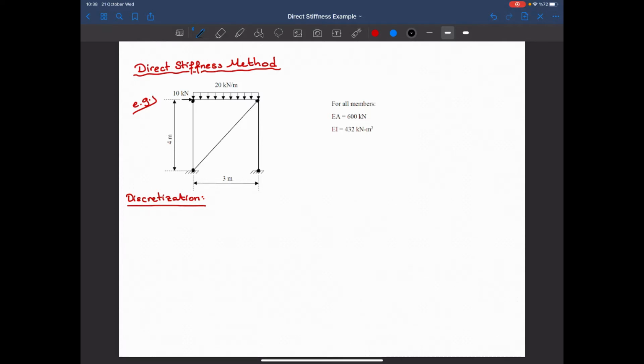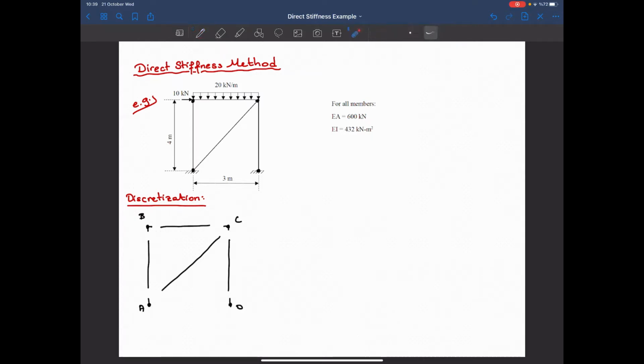and after that the way I look at the structure is as follows. I have a node here, a member, another node, a member, another node, member, another node, and we also have a diagonal member here. Let's give some labels: A, B, C, and D. And I'll show the degrees of freedom on the structure.